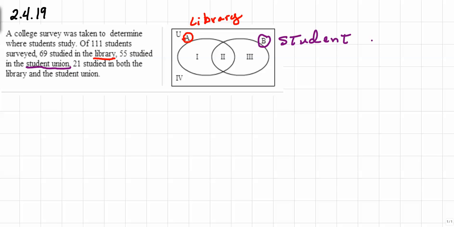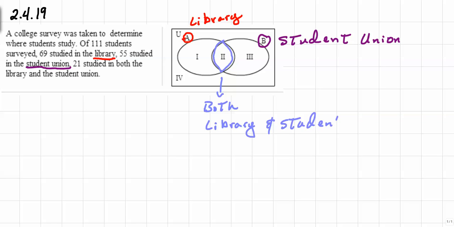Now notice that there is an overlap or an intersection between the two. That intersection occurs right here. That means that this is going to be both library and student union. And notice that that is one of the statements in the problem, the fact that they studied either in the library, the student union, or both the library and the student union. So we're going to start out in that area where there's an intersection.